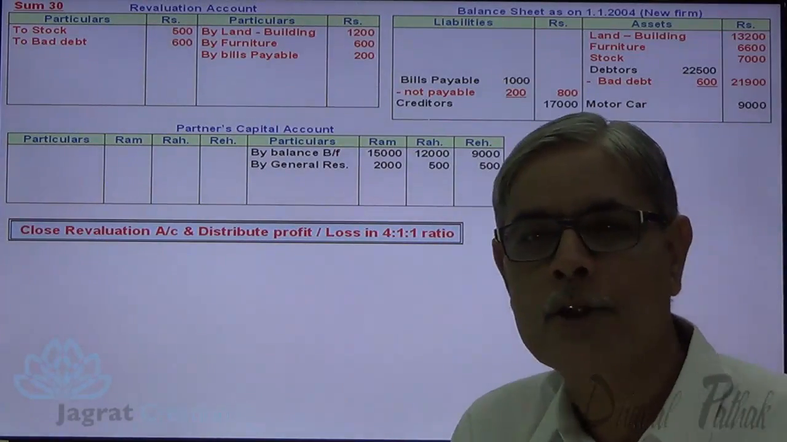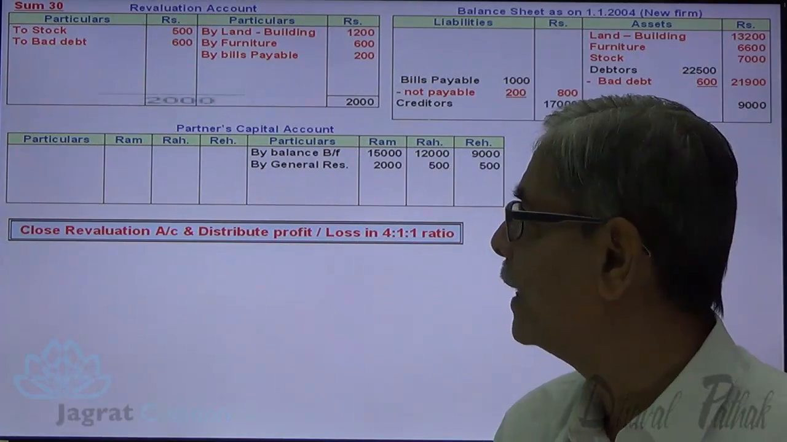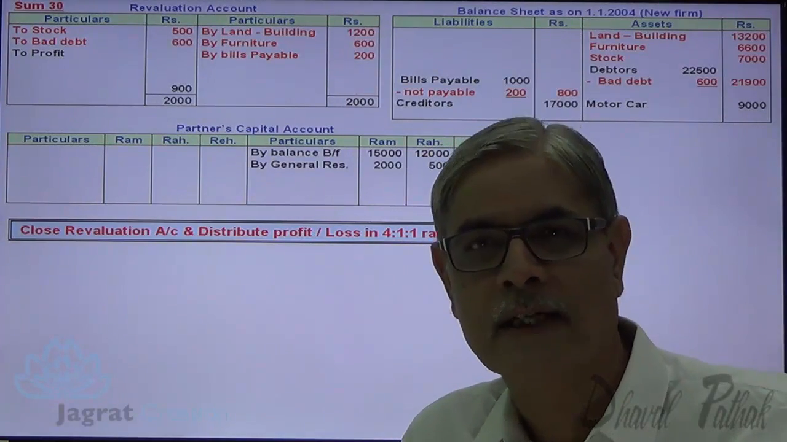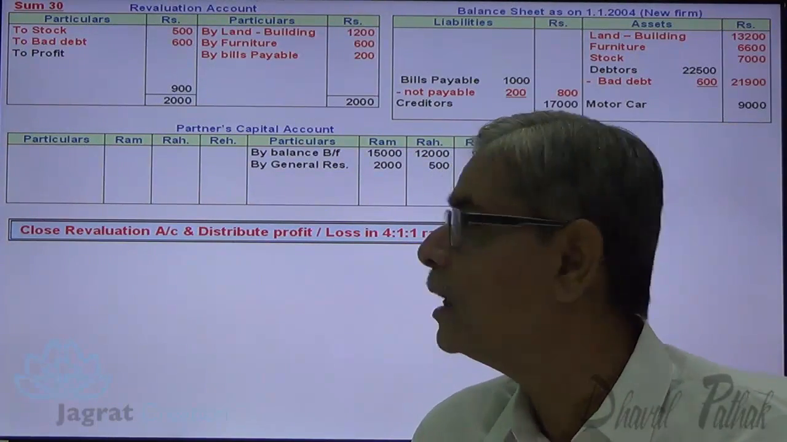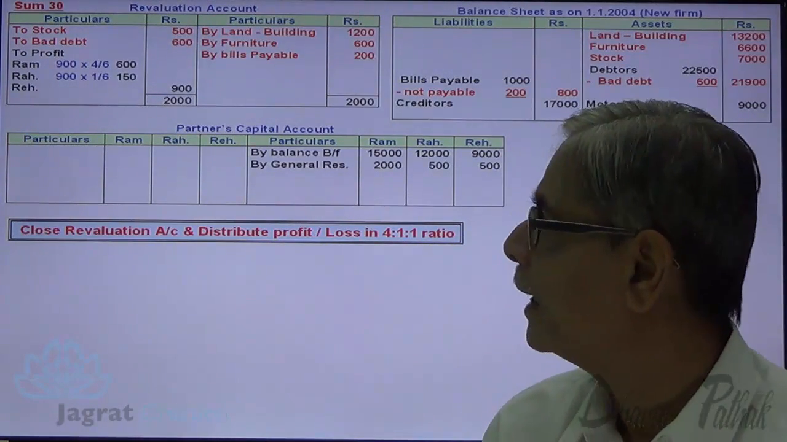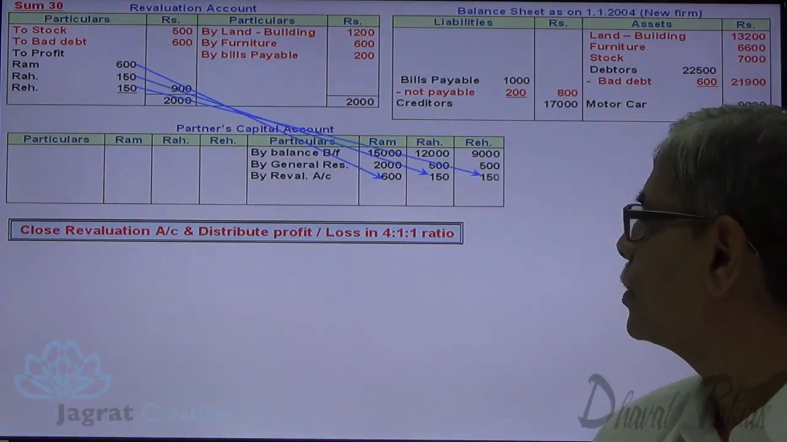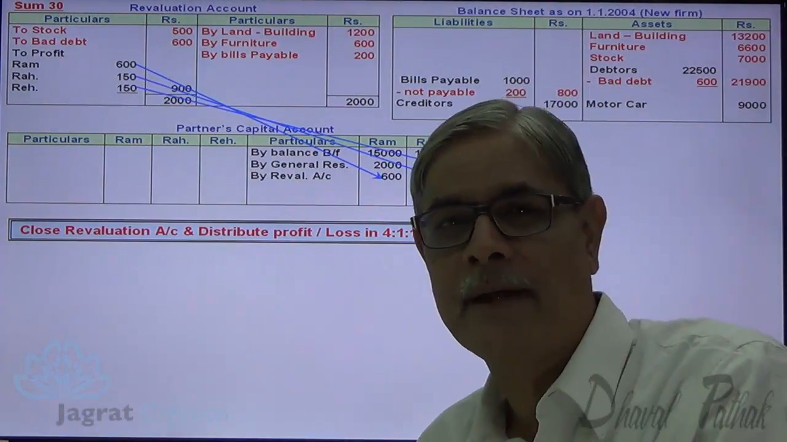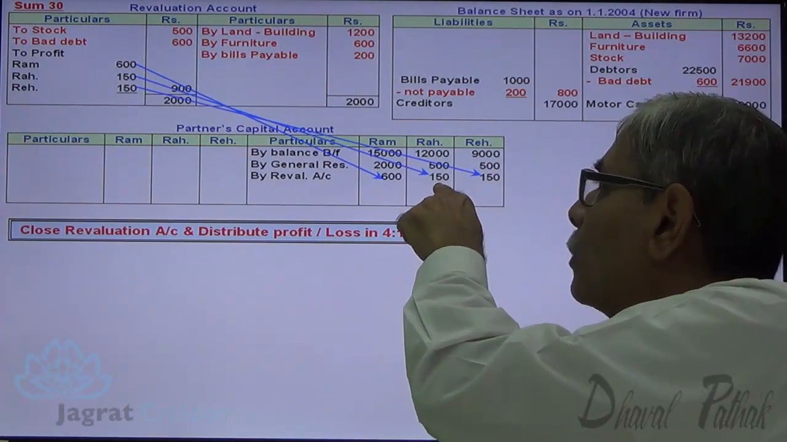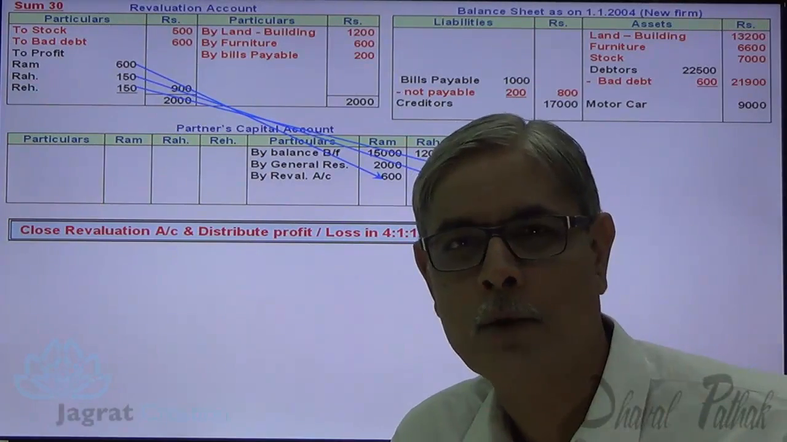That will be distributed in the ratio of 4:1:1. Total of credits 2,000 minus 1,100 debits, 900 is the profit. 900 distributed in the ratio of 4:1:1. So 900 into 4/6 is 600, 900 into 1/6 is 150, and 900 into 1/6 is 150. This is credited to the partners' capital accounts. Journal entry for that is revaluation account debit 900, to Ram capital account credit 600, to Rahim capital account credit 150, to Rahman capital account credit 150. This is how revaluation account is closed.